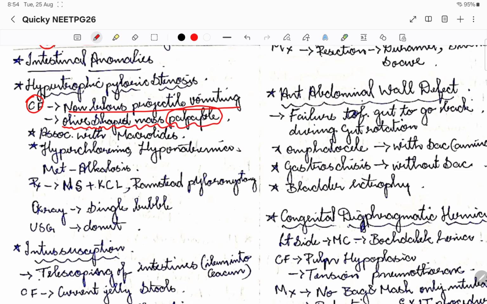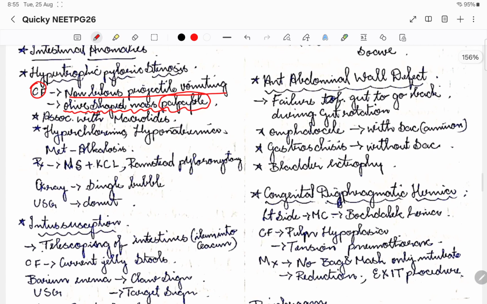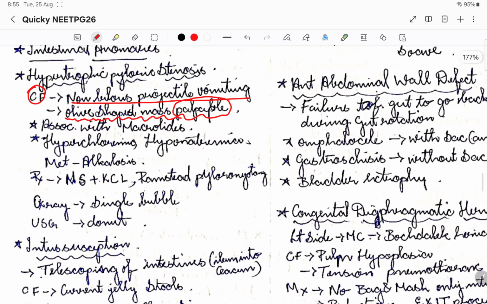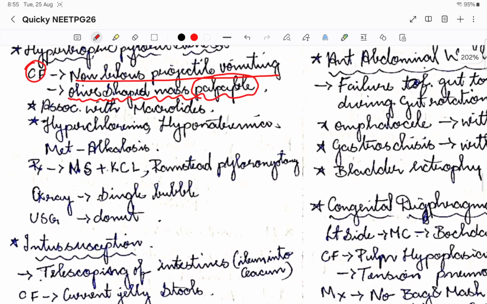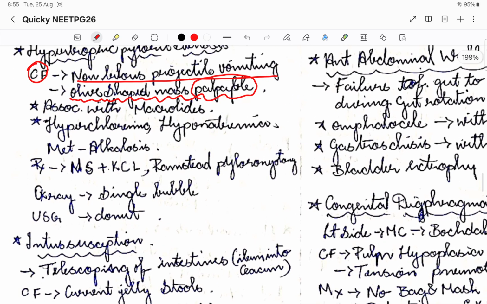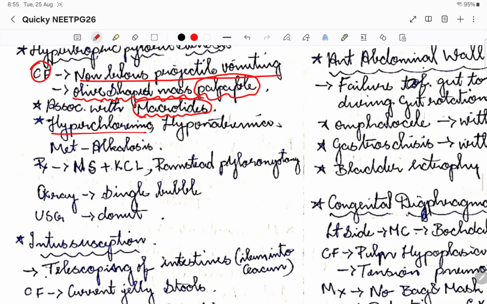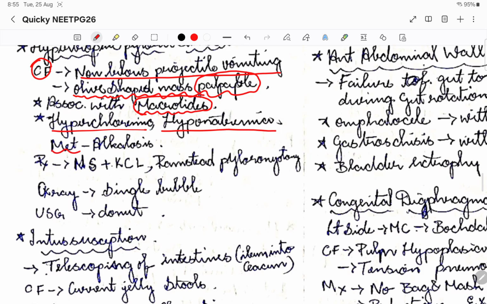There will be an olive shaped mass that will be palpable in the abdominal region. The associated risk factors will be macrolides. If early macrolides have been given to a baby, it might lead to a risk of hypertrophic pyloric stenosis. Then there is hypochloremia and hyponatremia with respect to the clinical features of hypertrophic pyloric stenosis. Then there will be metabolic alkalosis.